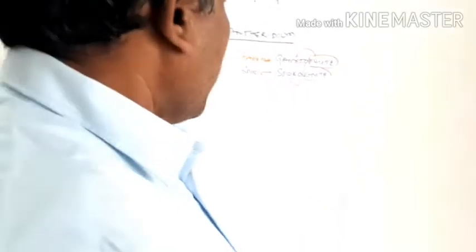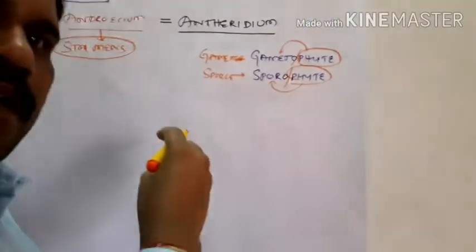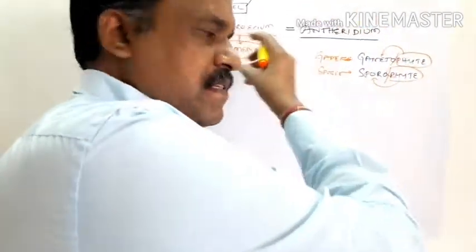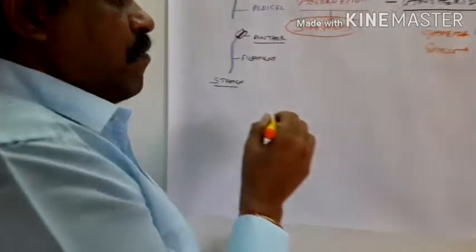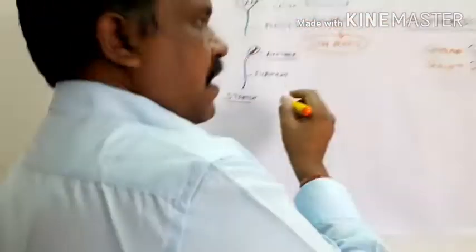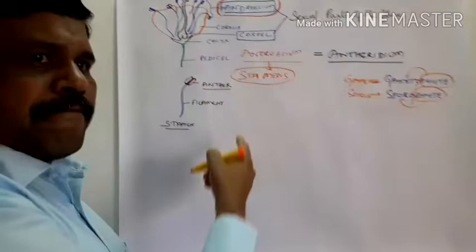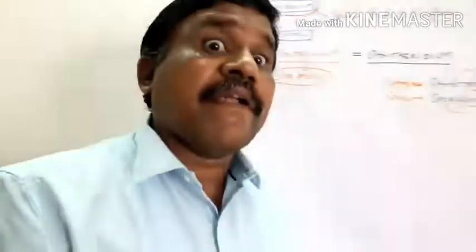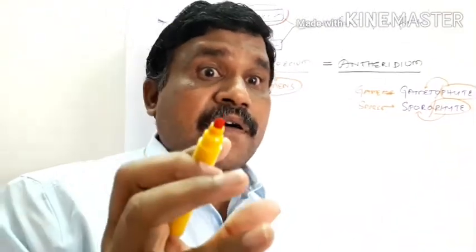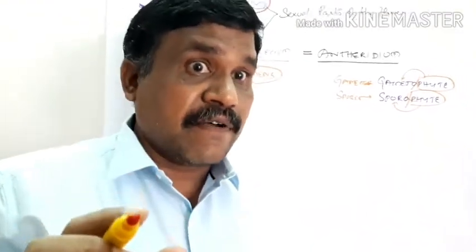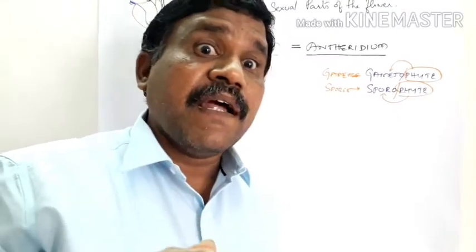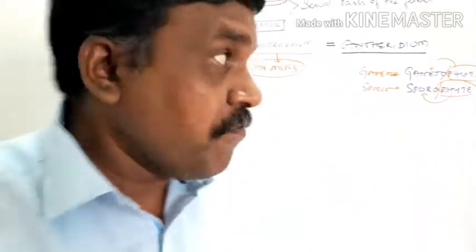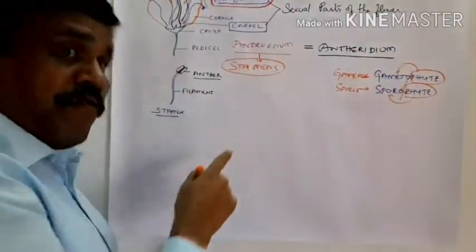Is it clear? Now you just have to reflect this in today's discussion. When I say anther, what does it correspond to here? It is a part of the plant body. And what is the main plant body here? It shows a diplontic life cycle. Angiosperms and gymnosperms exhibit diplontic. So what is the main phase there? Sporophyte. So this is a part of the sporophyte.